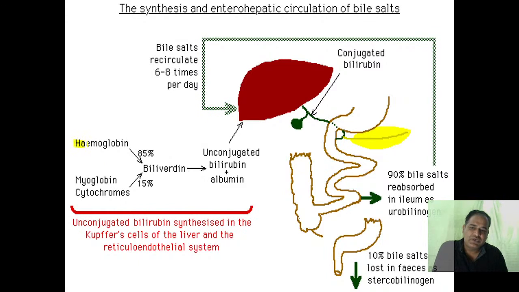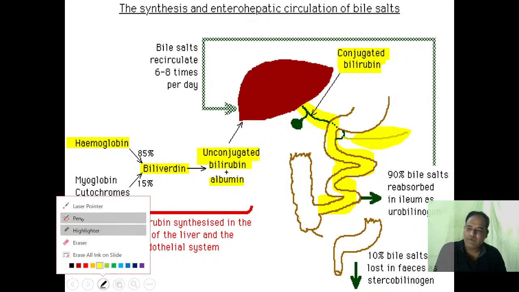Now you see here, just understand it step by step. Hemoglobin breaks down and releases biliverdin. Biliverdin is converted to unconjugated bilirubin. Unconjugated bilirubin ultimately binds with albumin. Then it is converted to conjugated bilirubin, and when it is converted to conjugated bilirubin, it is excreted in the bile.